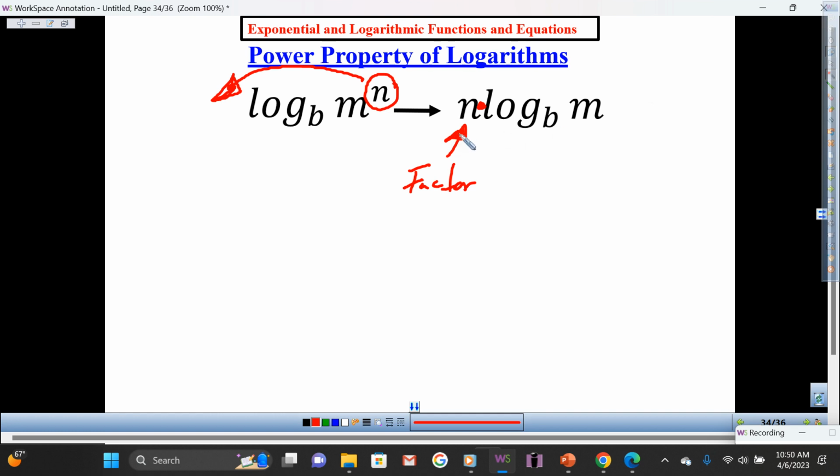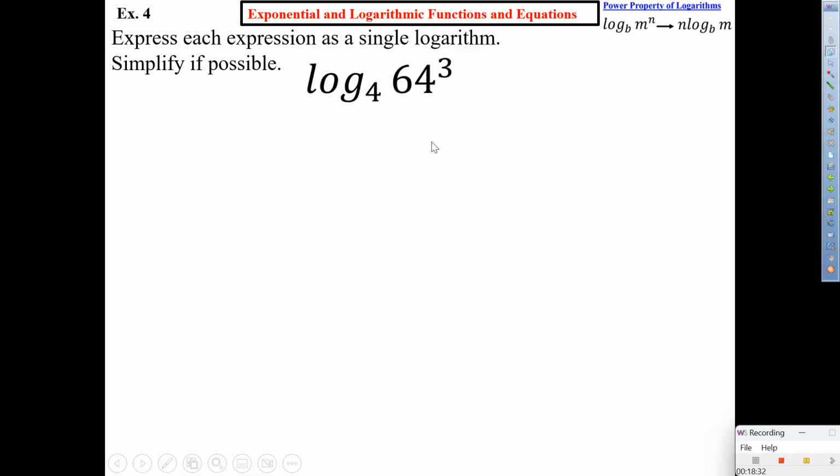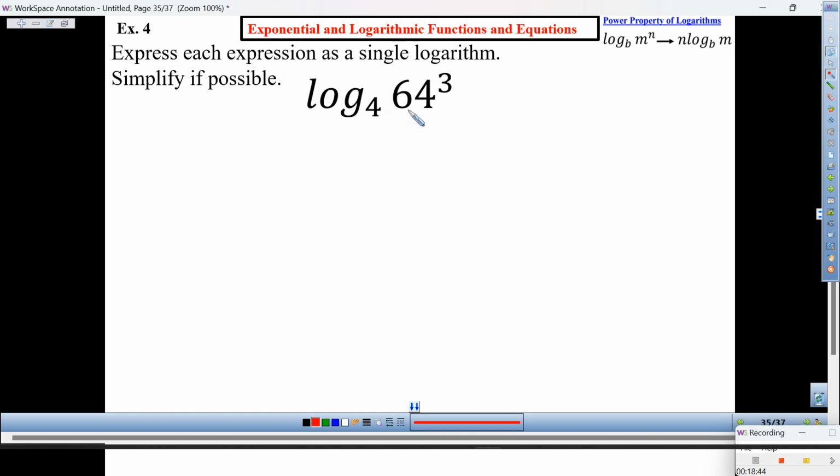All right? So, let's see that in action. Y'all ready? I'm going to leave this property on the top corner of the screen. Copy this. Example number 4. Log base 4, given number 64 to the 3rd power. All right, let's do this one together. I'm going to start with red. I'm going to circle the exponent on the given number and move that where? To the front.